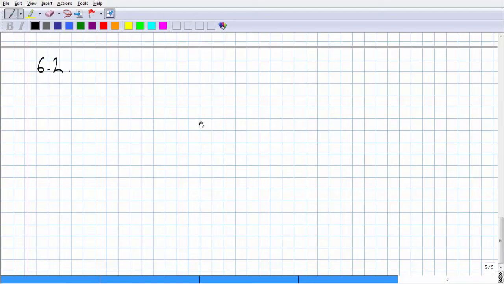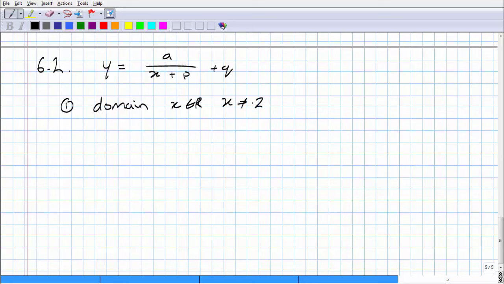They said here that our formula is y equals a divided by x plus p plus q, and then they've given us conditions. The domain is x any real number but x not equal to negative 2. They've said y equals x plus 6 is an axis of symmetry.